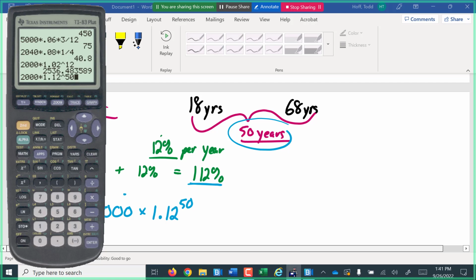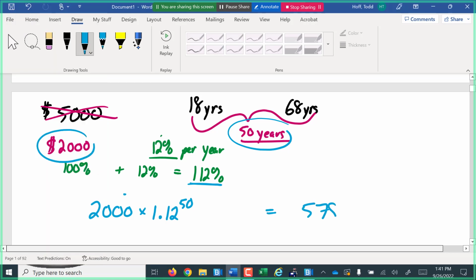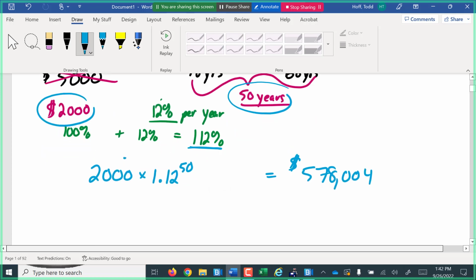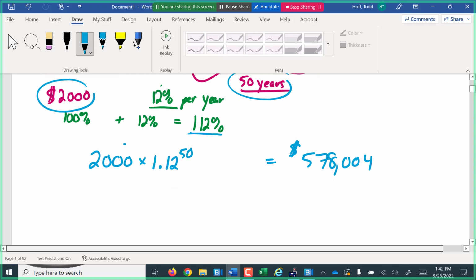Anybody want to guess on how much money this is going to be? $578,000. $500,000. Yeah, so this is putting it away at 18 and never touching it till you hit 68. At 68, you would have $500,000. Now think about that. That's just once at 18 putting away $2,000. If you did that for a few years, you'd very easily be a millionaire in your retirement.